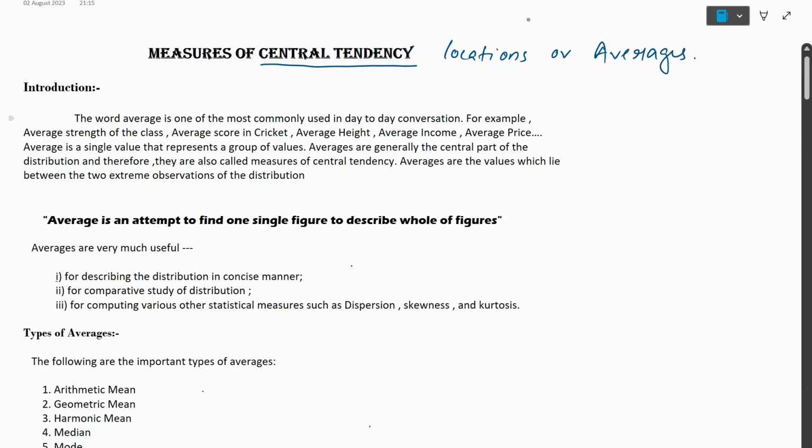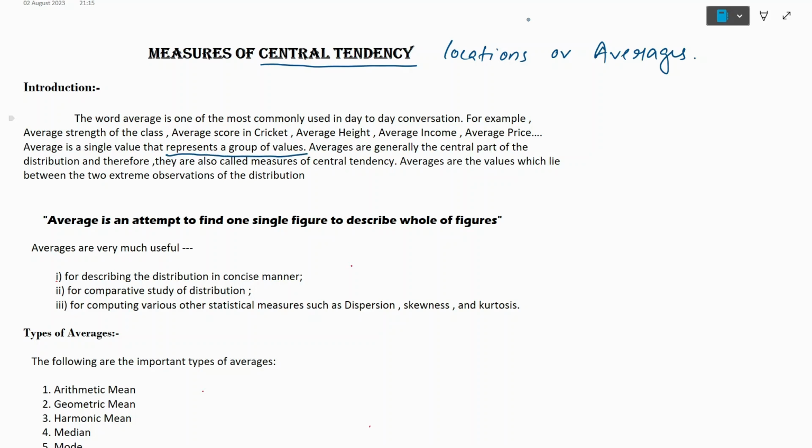Averages. The word average is one of the most commonly used in day-to-day conversation. For example, we often talk about the average strength of the class, average score in cricket, average height, average income, and the average lifespan of an Indian. What do you mean by average? Average is a single value that represents a group of values.